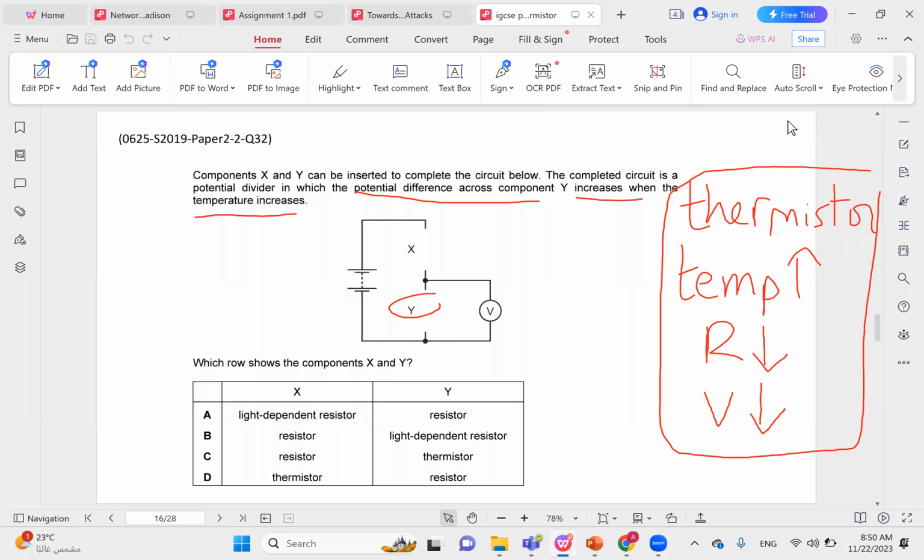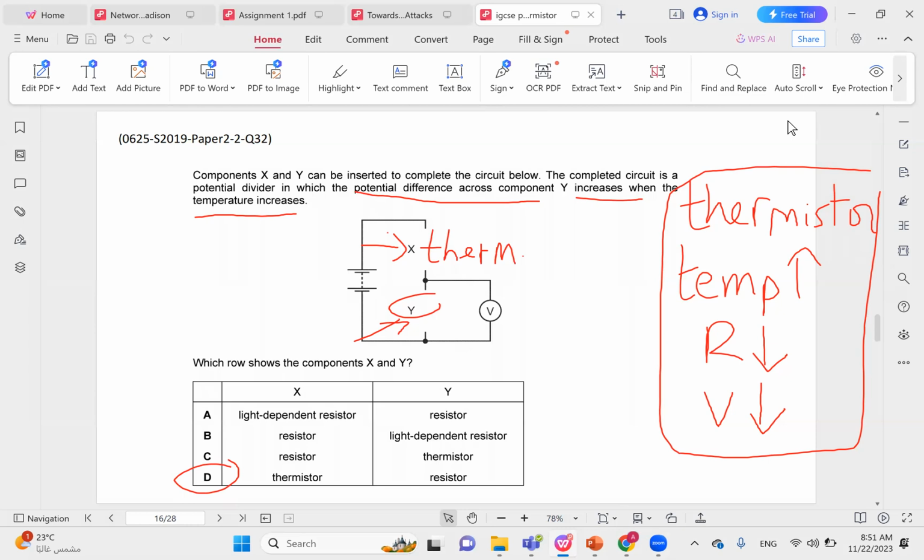So what happens then? We have to put the thermistor in X so that when the temperature increases, the V in X decreases. When the V in X decreases, then the V in Y increases. So you have to put the thermistor here in X rather than Y. So therefore, the correct choice here would be choice D.